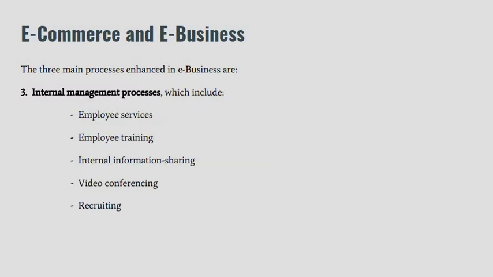Then the last one is the internal management system. In the case of the internal management system, it is about the communication that happens within the organization, like employee services, employee training, internal information sharing, video conference, recruitment, etc. So here you can see that these interactions can happen through the internet itself, right? Like providing the services, then doing proper training. We may be sitting in one place, and the training may happen online. Then the particular employees can get the required training.